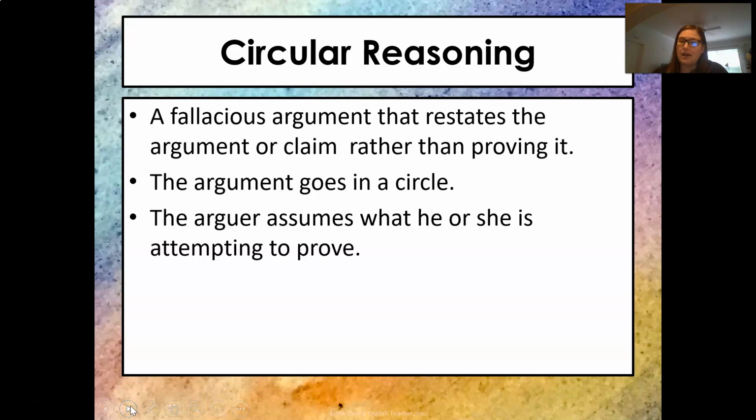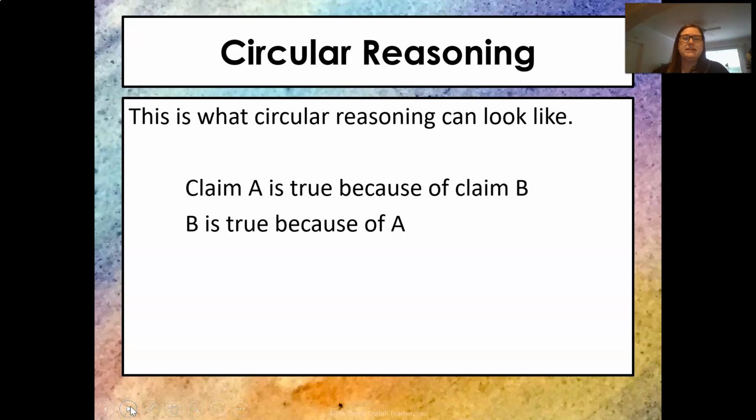Circular reasoning we saw as our first example in the video on Monday. This is where the argument goes in a circle because it just restates the claim instead of proving why it's true. It looks like this. Claim A is true because of claim B. Therefore, claim B is true because of claim A. Do you see how it goes in a circle? Claim A to claim B to claim A.